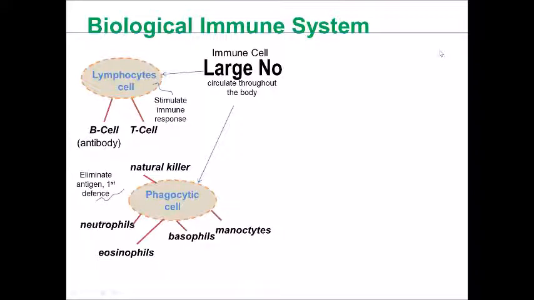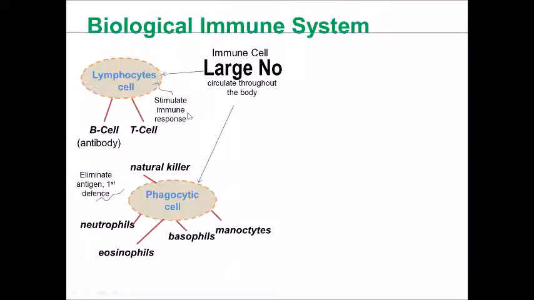Okay, we go into a bit more detail. Our immune system in our body consists of a large number of cells. There are billions of immune cells. By default, as I mentioned just now, the lymphocyte cell is our main cell that functions to defend our body from attack. The B cell and also the T cell. So the lymphocyte cell consists of B cell and T cell to stimulate the immune response.